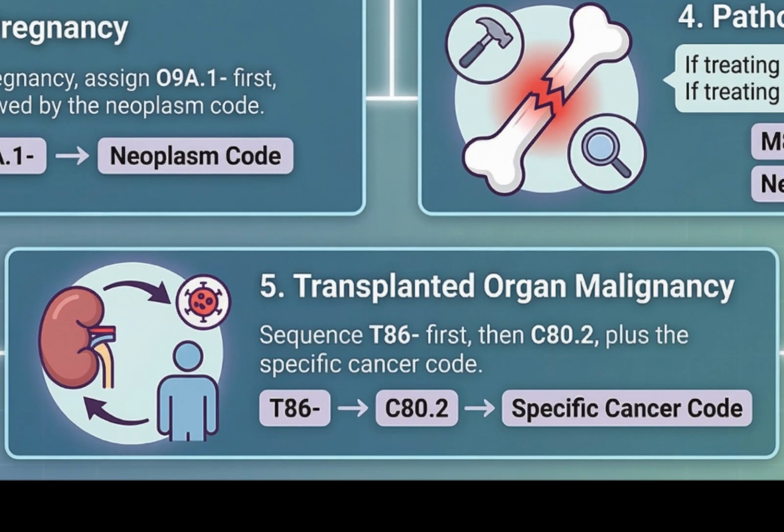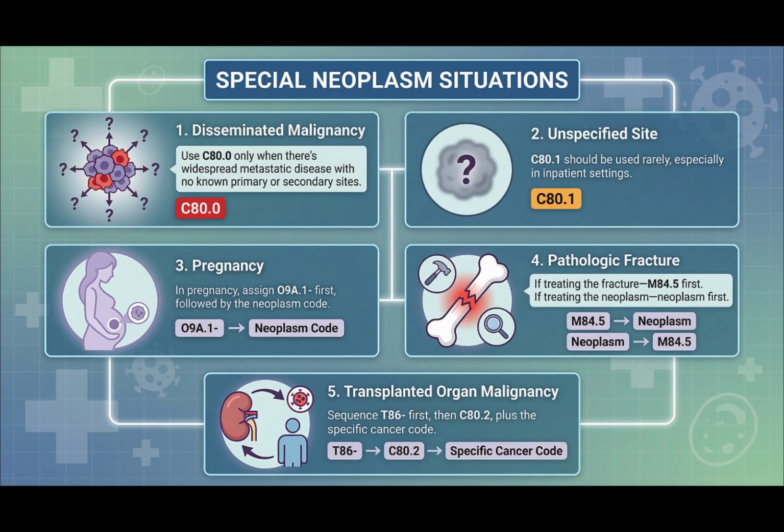Finally, for malignancy associated with a transplanted organ, sequence the transplant complication code from T86 codes first, followed by C80.2 and then the specific malignancy code. In every case, let the reason for the encounter guide your sequencing.